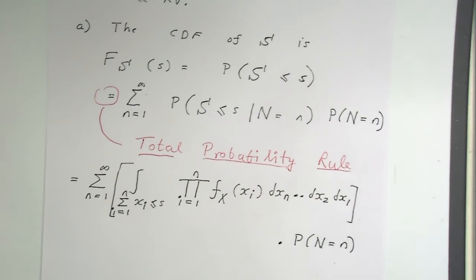This conditional probability, the probability of S given N equal to n, is the same as what I wrote down here, right? This is the conditional probability, given capital N equal to n. So I put this thing here in place of this term here. Then you need to multiply this by the probability N equal to n, and sum from 1 to infinity. So that's the answer. That's the CDF of S.